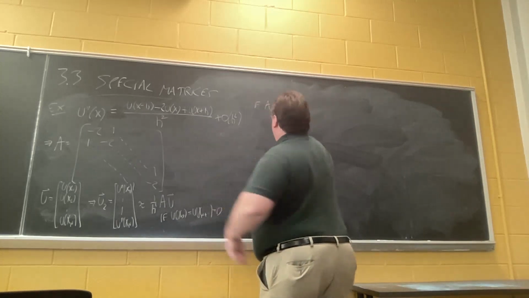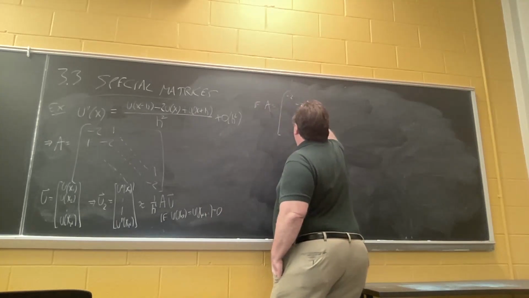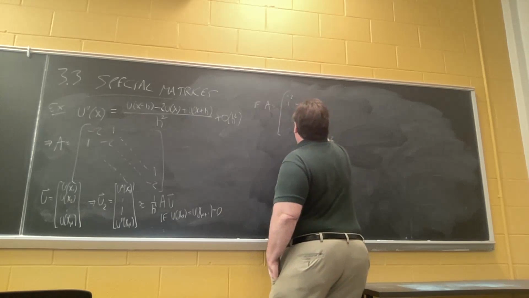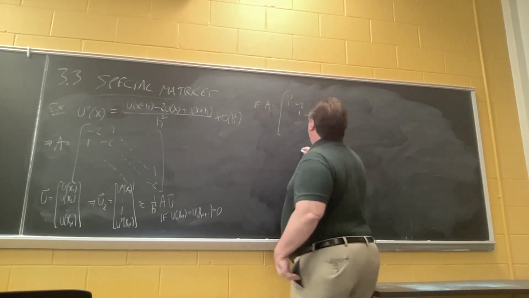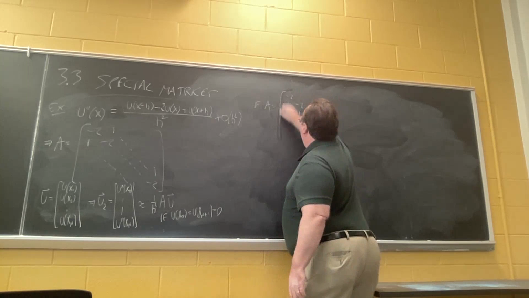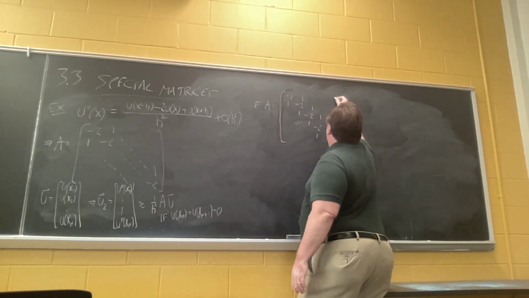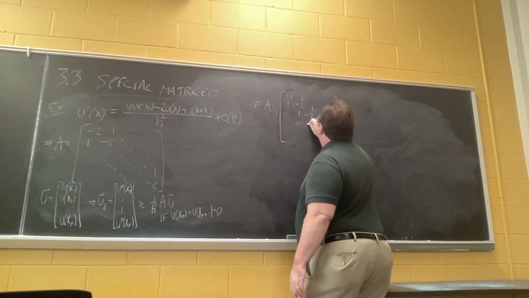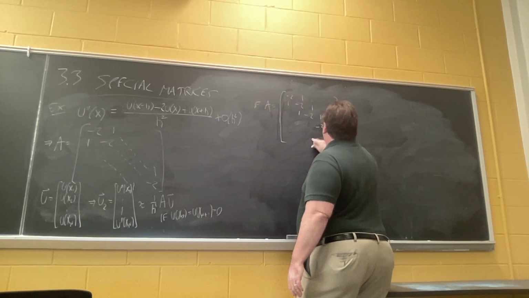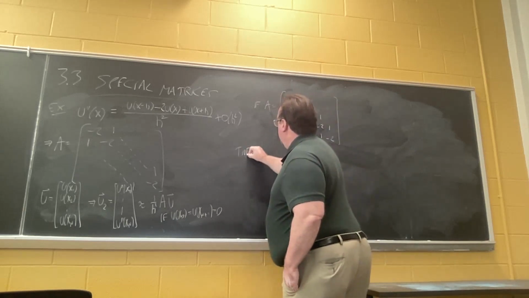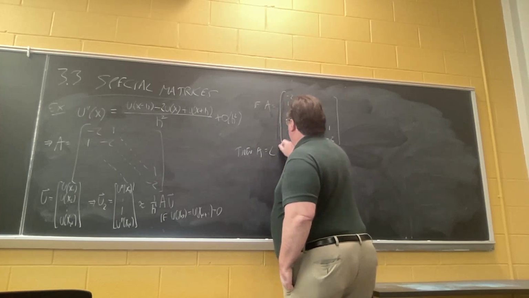So the 5 by 5 instance of it, so I'll fill in all the entries. 1, 1, 1. Wow, this matrix is really crooked. 1, 1, 1, 1. Okay. And A equals LU.